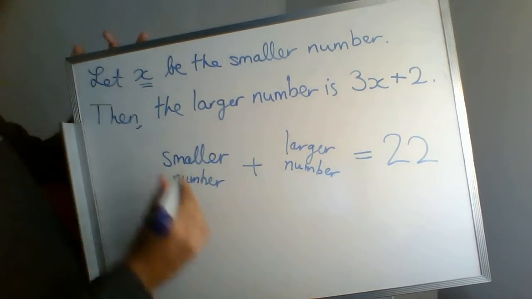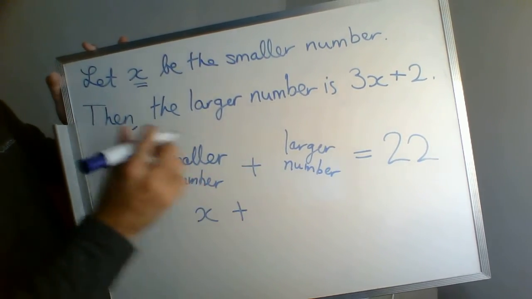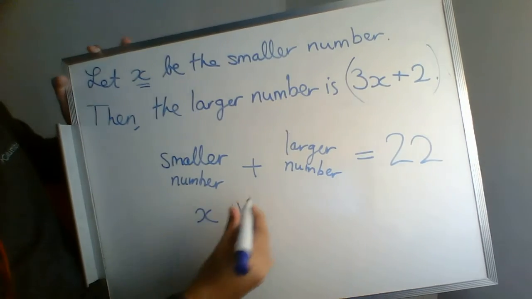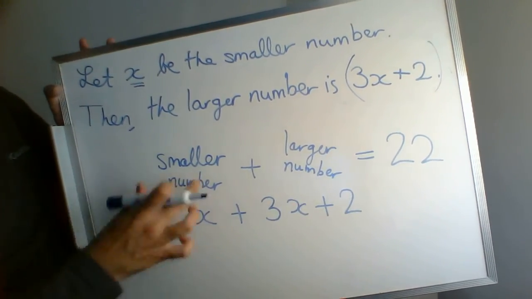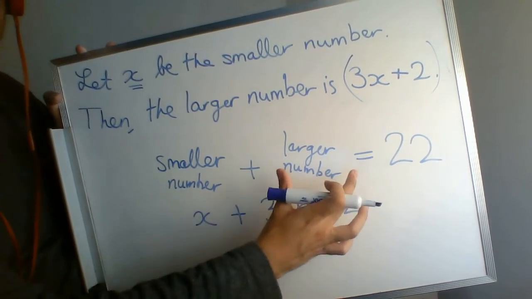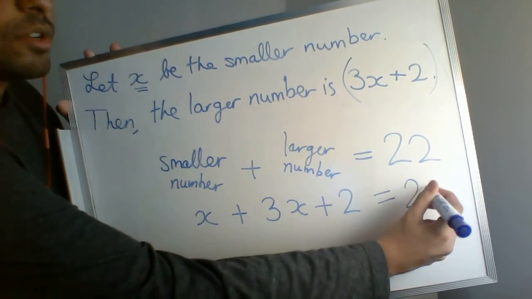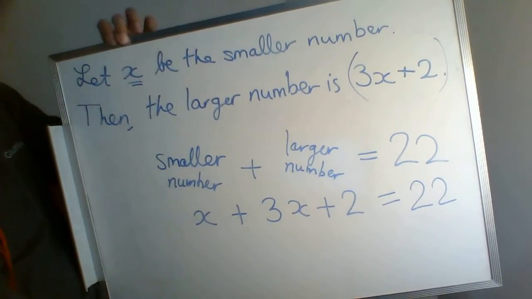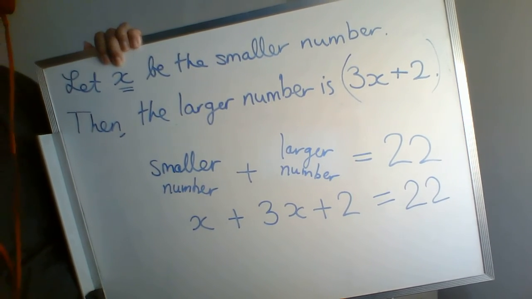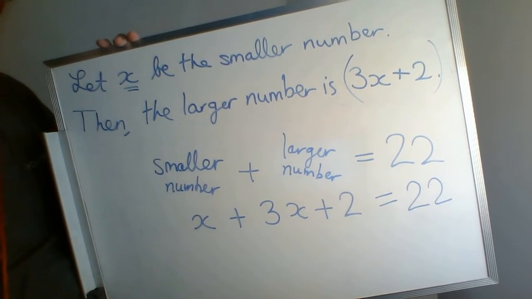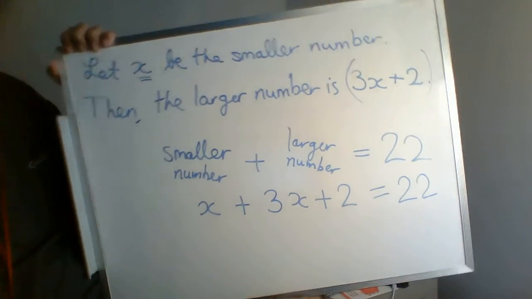Now the smaller number is x, so I can sub in x right there. The larger number is this thing right here, 3x plus 2. Right, so here's our smaller number, this x. Here's our larger number, 3x plus 2, and that whole thing equals 22. Now since the smaller number is x, we do want to make sure that we're actually solving for x. So let's go ahead and solve for x, and that'll give us the smaller number, and then we can go and figure out the larger number based on that.